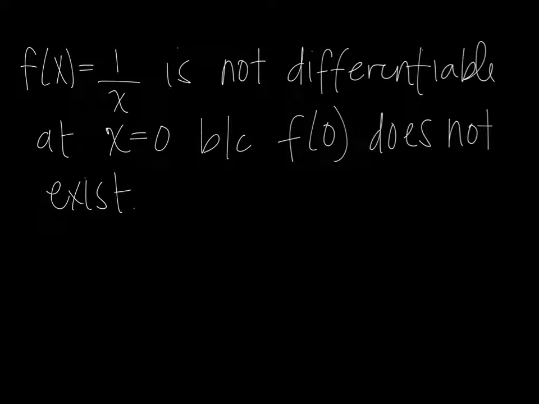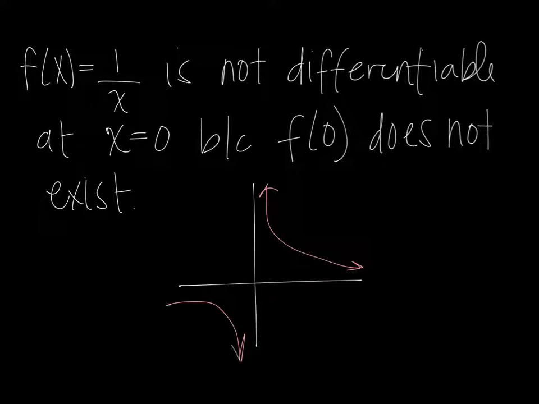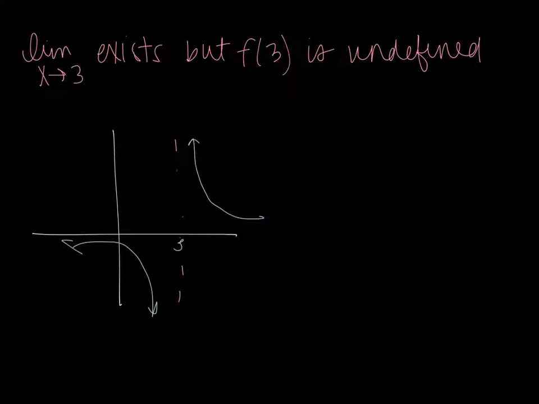The next question asked you, why would f of x equals 1 over x not be differentiable everywhere? Well, f of x equals 1 over x is not differentiable at x equals 0 because f of 0 does not exist. We have a vertical asymptote at x equals 0. Therefore it's not differentiable at x equals 0 because f of 0 is undefined.